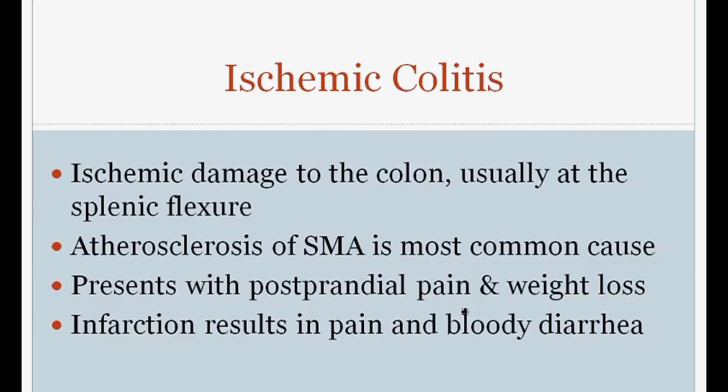If there is complete loss or severe loss of the blood supply, that would result in infarction, and that would again present with bloody diarrhea and pain. So ischemia would simply give you postprandial pain, whereas a continued lack of oxygen or severe lack of oxygen would give you infarction, resulting in bloody diarrhea.